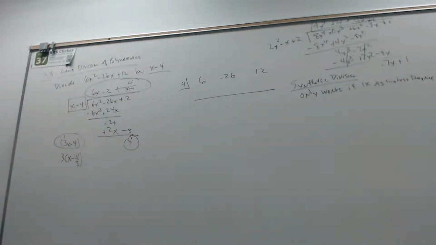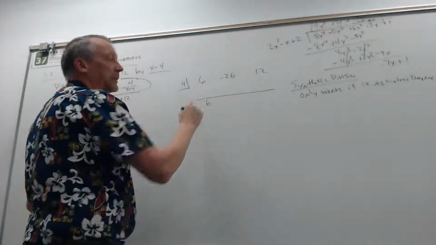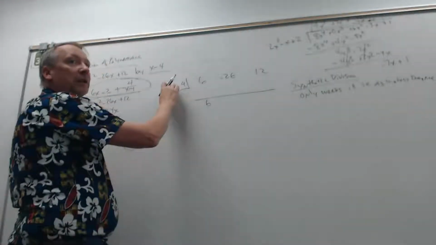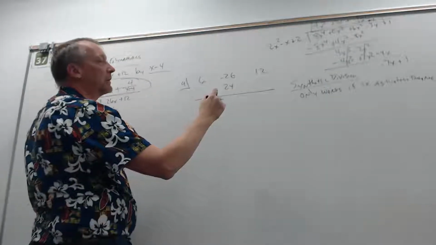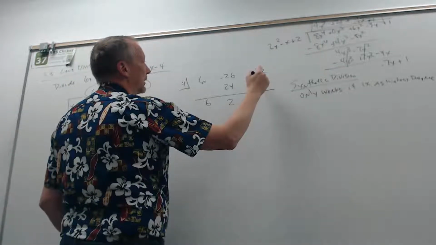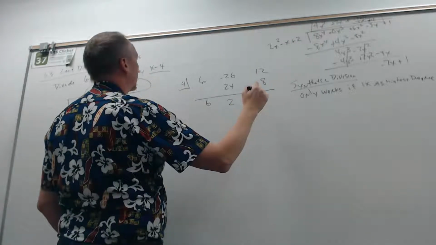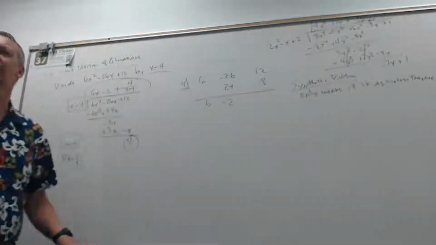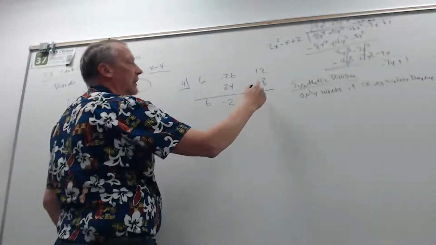Now, here's what I'm going to do. I'm going to add down. 6 plus 0 is 6. Correct? 6 times 4 is 24. Negative 26 plus 24 is 2. 2 times 4, 8. 12 and 8. 12, actually. Would the 2 be negative? Yeah, this is negative 2. I knew I did something wrong. 4 times negative 2 is negative 8. 12 minus 8 is 4.